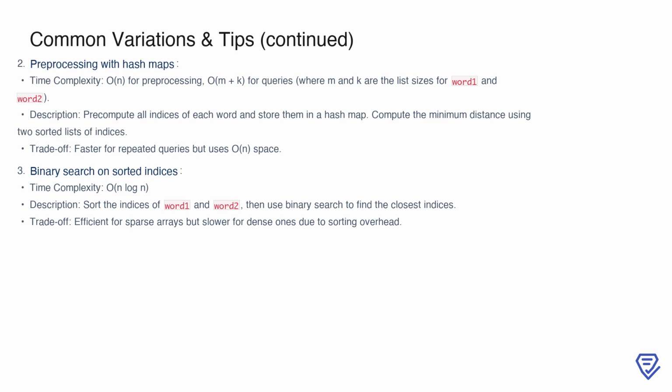Finally, binary search on sorted indices is another option. Here, you sort the indices of word 1 and word 2, then use binary search to find the closest pair. While this method is efficient for sparse arrays, with a time complexity of O(n log n), the overhead of sorting can make it slower for dense arrays. Each of these approaches has its strengths and trade-offs, and understanding them will help you choose the right solution based on the specific problem constraints.